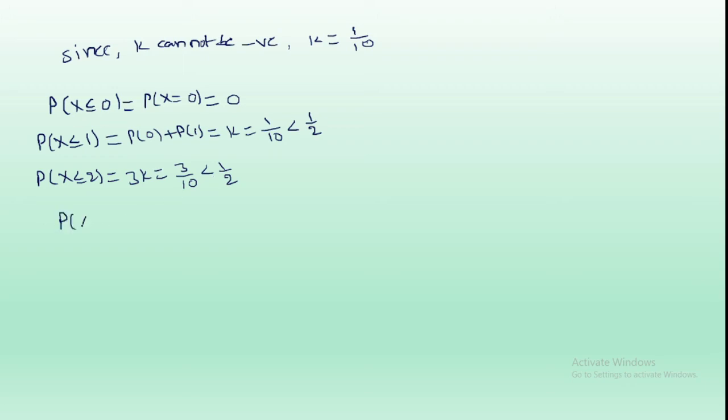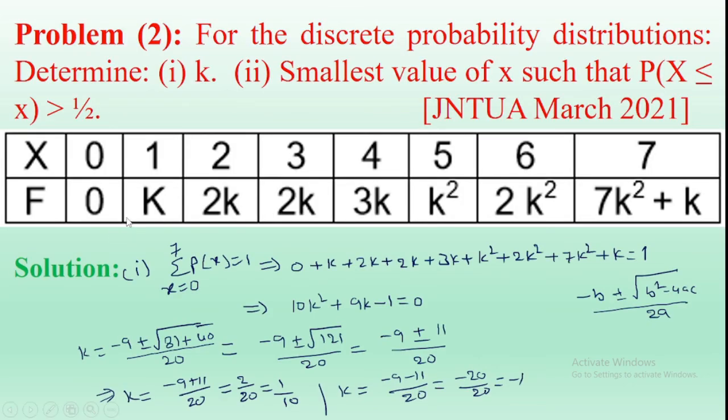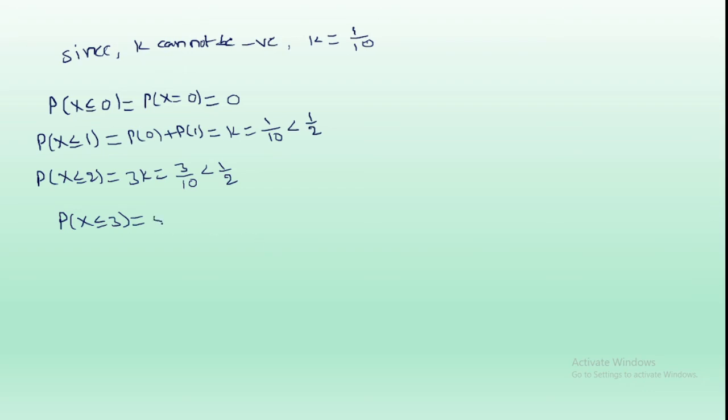Let's check another value, X less than or equal to 3. Probability of X less than or equal to 3 means the sum of probabilities from X equal to 0 to X equal to 3. Its corresponding probabilities are k plus 2k, 3k, 3k plus 2k, 5k. But k is equal to 1 by 10, substitute the k value, 5 divided by 10, which means 0.5. So 0.5 is not greater than 1 by 2. Here also the condition is not satisfied, so x equal to 3 is also not the smallest value of x.